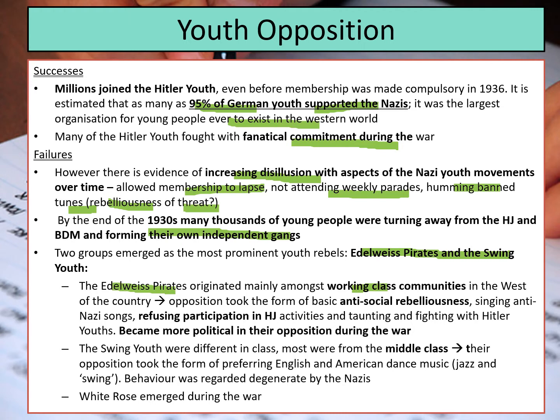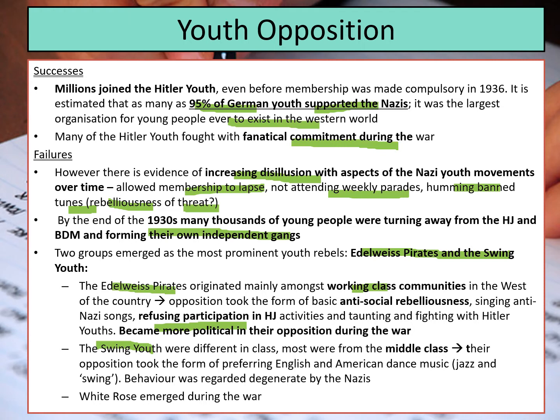However, during the Second World War, they became much more political in their opposition, and they were doing things like helping escaped prisoners of war. The Swing Youth were different in class. They were generally members of the middle class, and their opposition took the form of preferring English and American cultural influences, such as jazz music and swing, and also wearing clothing like jeans as well. Their behaviour was regarded as degenerate by the Nazis.